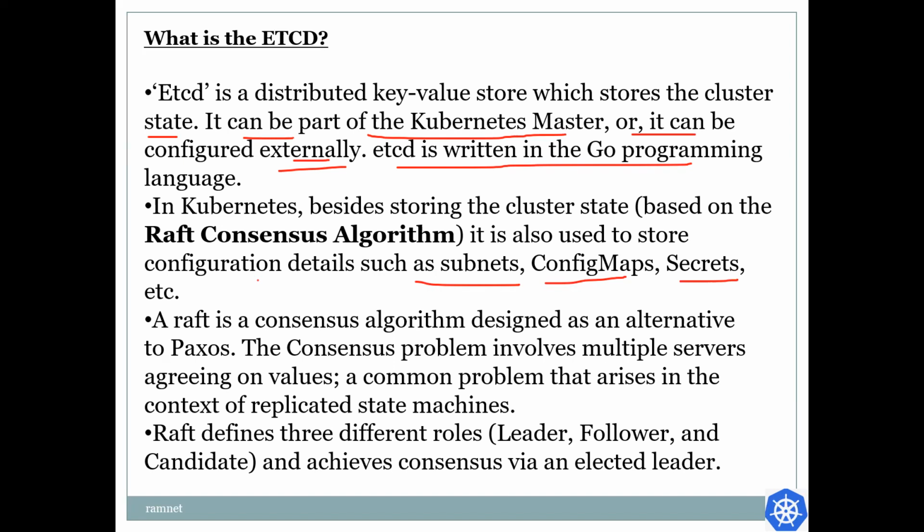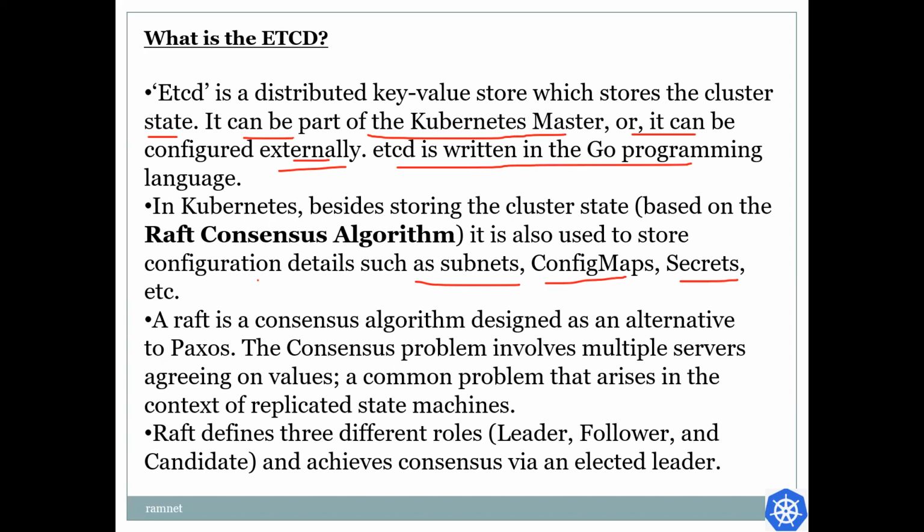It is going to store the key value data about the cluster state. What is the cluster state? Whether it is running, not operating, or what the data is. It can be part of the master node, or it can be run externally also. It is written in the Go programming language. What information does it contain? Subnet information, configuration maps, and secrets. These are all the information you can find in etcd.